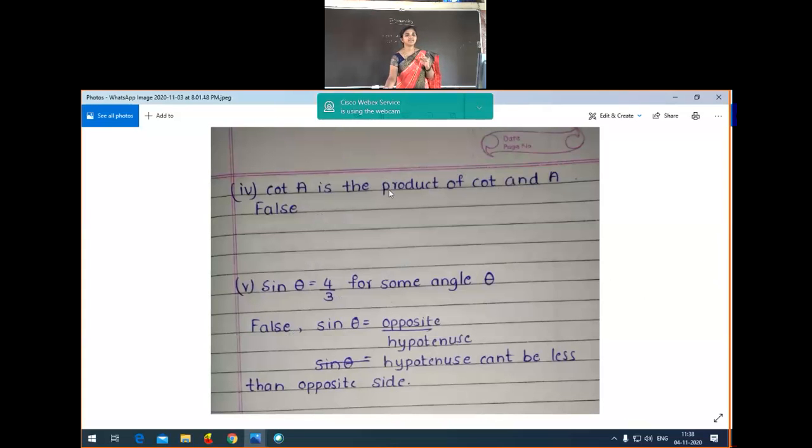Fourth one, cot A is the product of cot and A. That's a wrong statement, a false statement. Cot A is a single word. In the problem we discussed, actually we cannot take cot only. It's meaningless. So we have to write cot A as a full term, a single term.